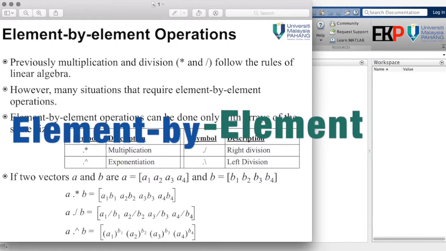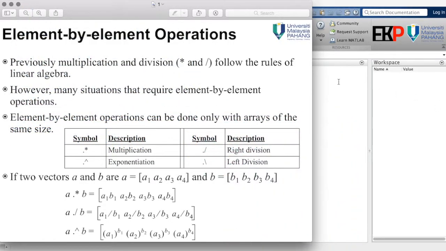Now let's take a look at the element by element operation. Previously, the multiplication and division that we have discussed follow the rules of linear algebra. However, in many situations, it requires the element by element operation. So element by element operation in MATLAB can be done only with arrays of the same size, and this is by including the dot symbol. So let's say you want to do element by element multiplication. Instead of typing just star, you type in dot star. Same goes for exponentiation and also division.